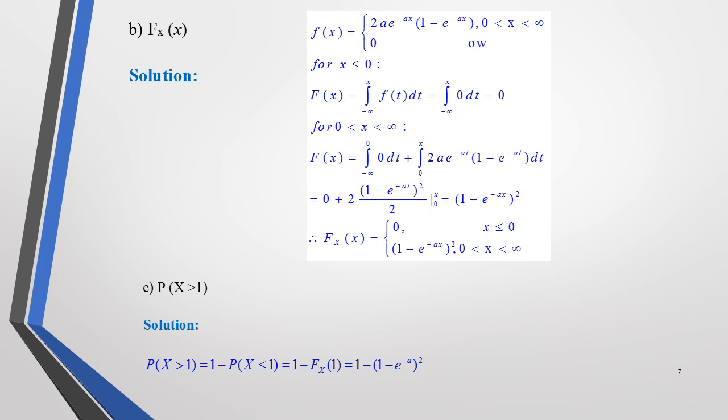C. Find the probability that x greater than 1. This probability is equal to 1 minus the probability of x less than or equal to 1. And the probability of x less than or equal to 1 is just the CDF evaluated at 1. And this is simply going to be equal to 1 minus e to the power negative a all squared. So the probability of x greater than 1 equals 1 minus 1 minus e to the power negative a all squared.